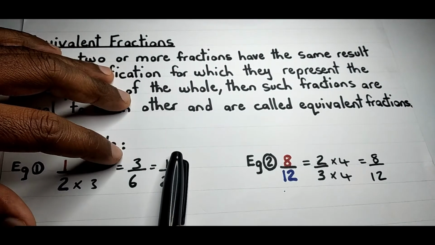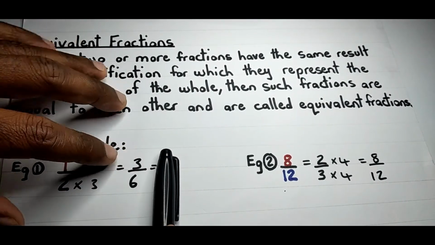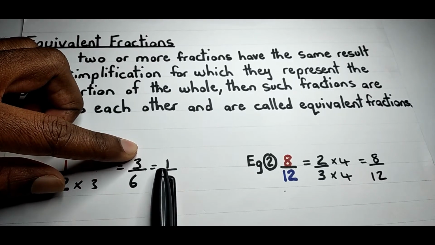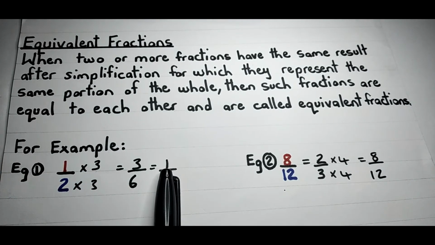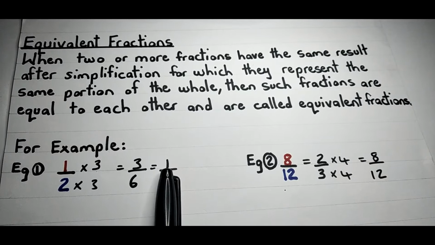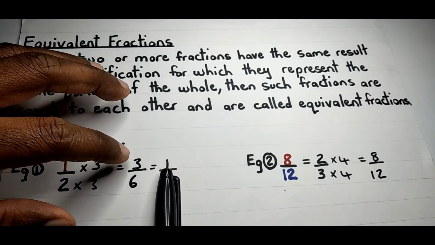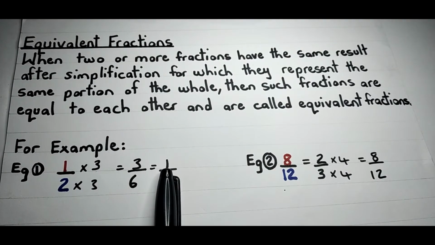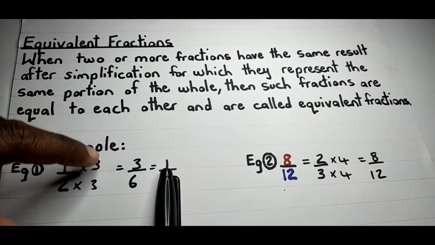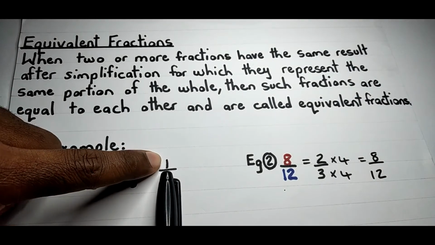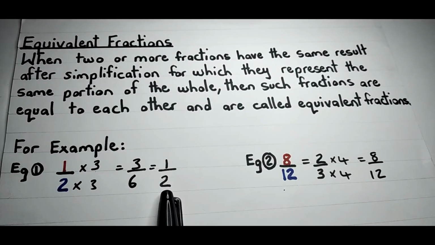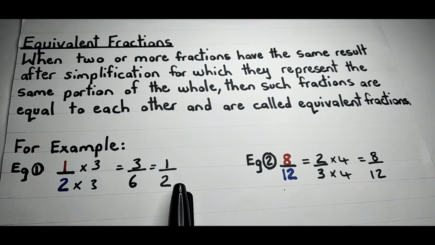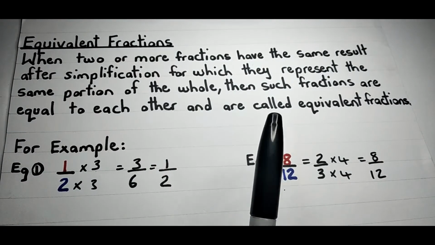Now we can reduce this by simply dividing both the numerator and denominator by the highest common factor. By that I mean we can divide 3 and 6 by the highest number that can go into both numbers without leaving a remainder. That number would be 3. So 3 goes into itself one time, and 3 goes into 6 two times. So we end up back with 1 over 2. So we can do a lot of things with fractions.